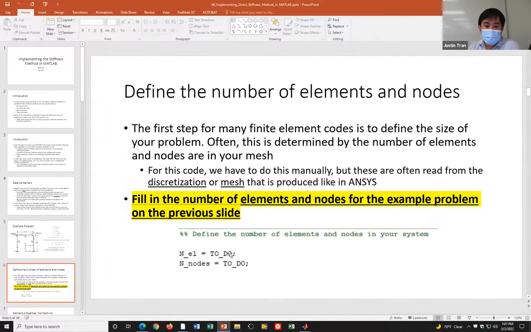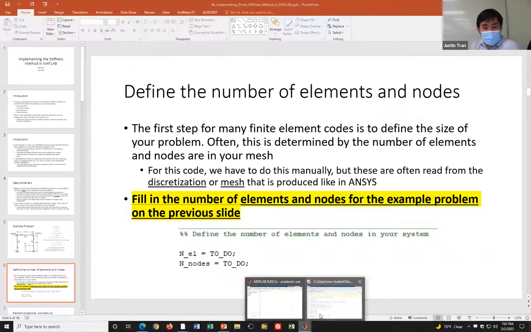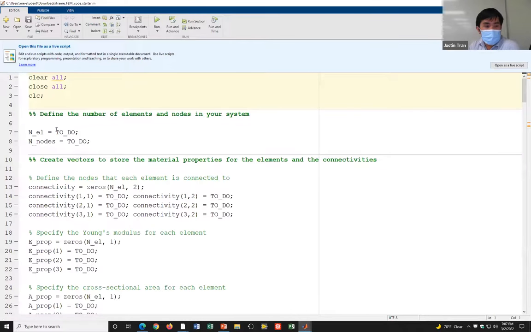You'll see that I use this convention quite a bit where when I want you to fill something in, I use the tagline TODO. Okay. And so whenever you see TODO, that means I want you to do something. Okay. So let's go ahead and fill that in. The number of elements here is 3, right? So we have 3 elements and the number of nodes is 4. Right, it's very straightforward. And so that's kind of the first thing that we can do.